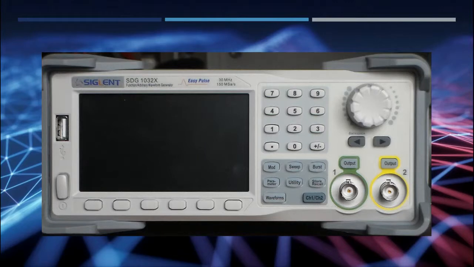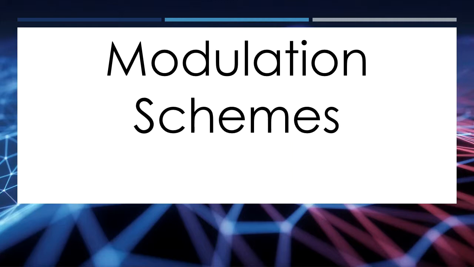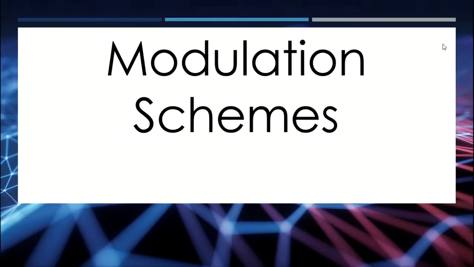The waveform generator that we will be using is, again, my SDG 1032X Siglent waveform generator. For this waveform generator, you'll notice that the three main categories of waveforms we talked about are on the front. The first one right here is for modulation schemes, the second is for doing frequency sweeps, and the third is for doing burst type signals.